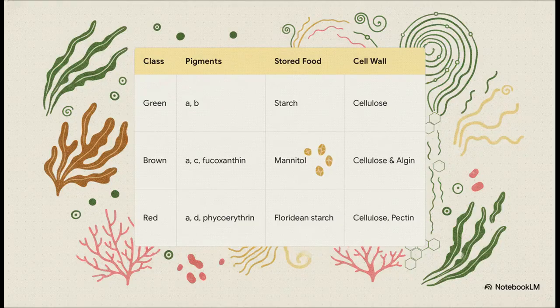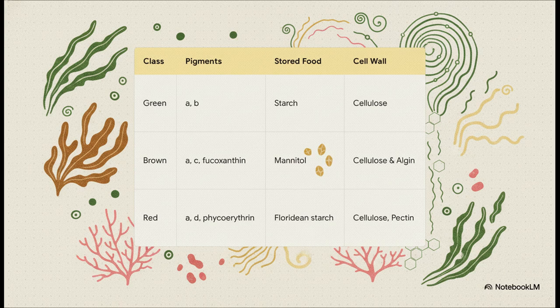So how do we tell all the different algae apart? Well, the clues are right in the names: green, brown, and red. And this table breaks it down perfectly. You can see they get their unique colors from different pigments. And they also store their food in different ways.